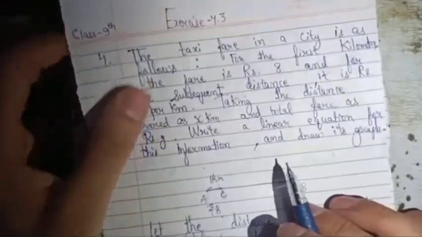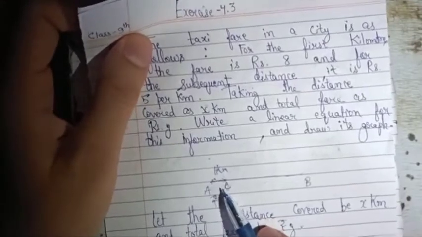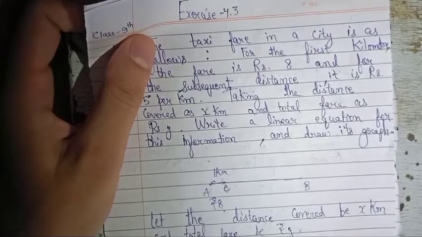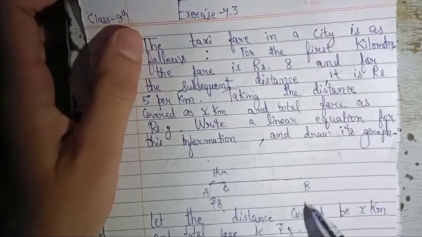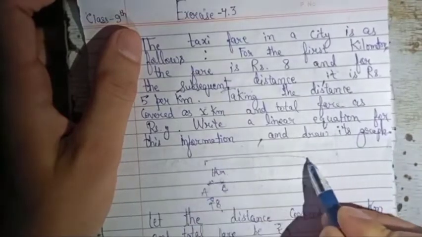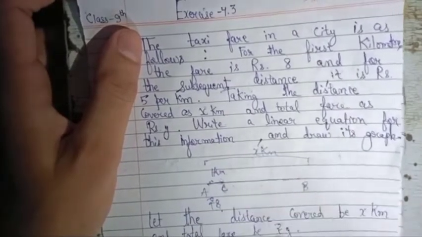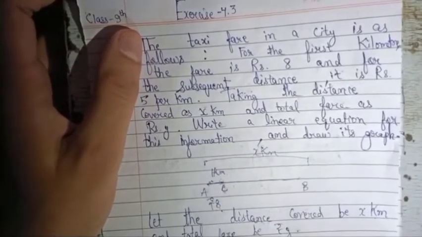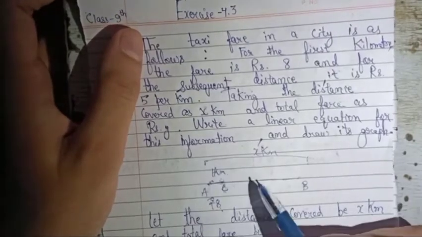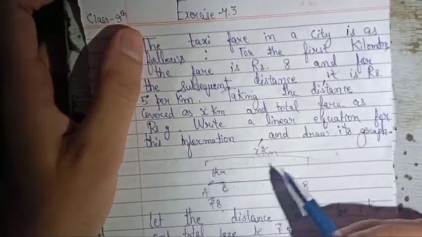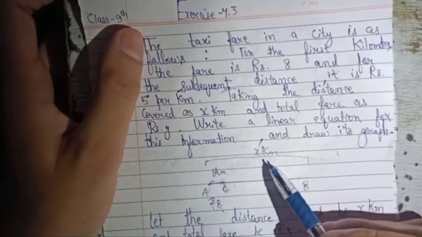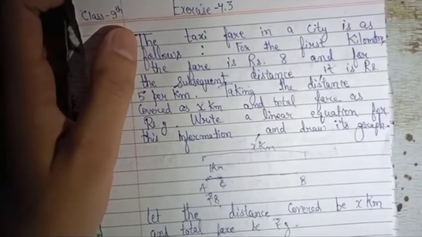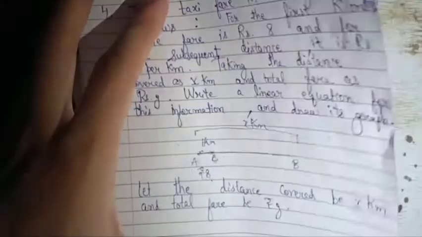So according to the question, for the first 1 kilometer the charge is rupees 8, and for the rest of the distance the charge will be rupees 5. So suppose x kilometer is the total distance. For the first kilometer the charge is rupees 8, and for the rest of them the charge is rupees 5. So we will write a linear equation for this.